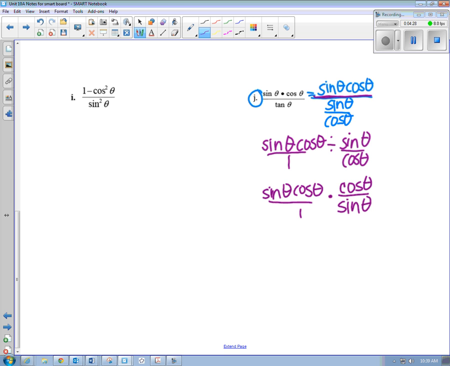And then I can cancel out a sine theta on top with a sine theta on the bottom, which gives me a final answer of cosine squared theta on the top. It's technically over 1, but in simplest form, we don't write that 1 on the bottom. So cosine squared theta for my final answer.